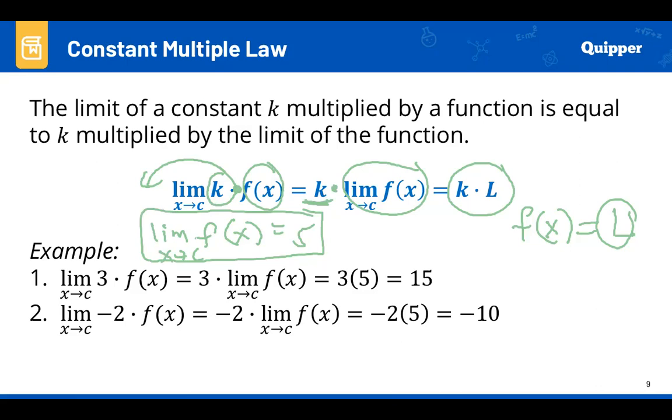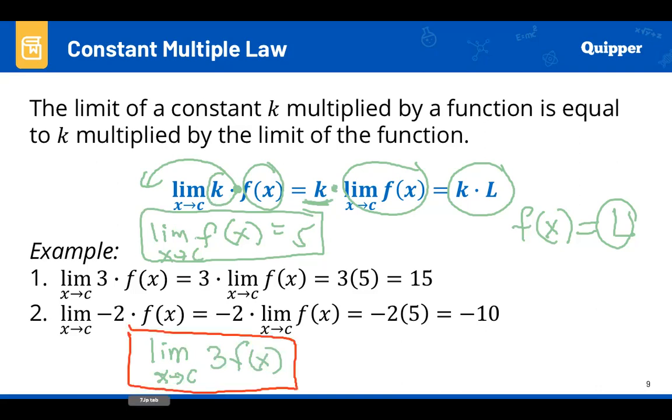Okay, the equation is a bit confusing, so I will put it here so you can see it better. This is the very first problem. This is the problem. This is the first problem: the limit of 3 f of x if x is approaching c.